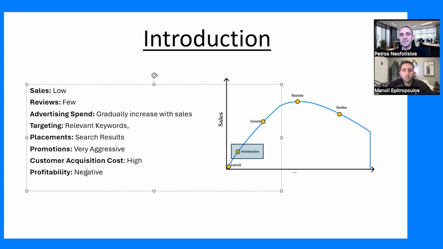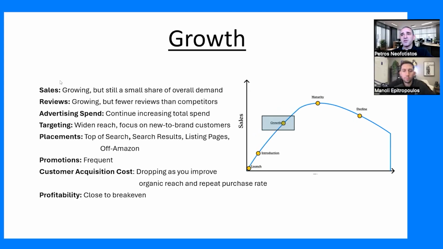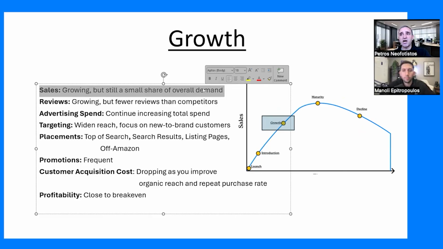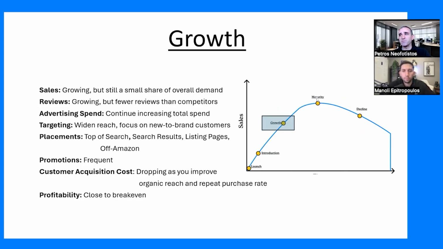And you're still likely losing money, maybe breaking even at this stage. So, not super interesting to discuss here. Like I said, every company, every product is pretty much going to have these 2 phases when they're launching a new product. It gets a little more interesting when you enter this growth phase. You're still growing at this stage, but you're still a pretty small share of your overall demand. What this means is that there's still opportunity for a lot more growth. So the difference between a growth phase and a maturity phase is really the opportunity for growth.